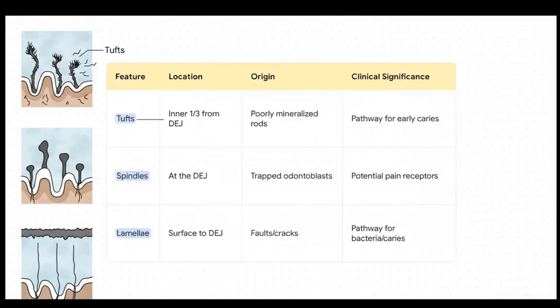Okay, so let's pull those last 3 together for a quick recap. This summary table is a great way to see the differences between tufts, spindles, and lamellae side by side. The big thing to remember is that while they're all found near the DEJ, they have totally different origins and, more importantly, different clinical significance. They're all potential pathways, either for decay to get in or with spindles for pain signals to get out.